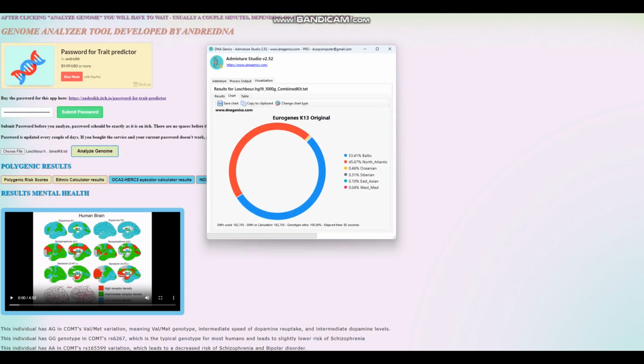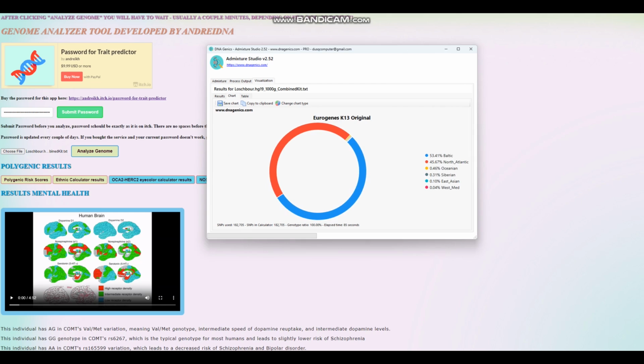So this is what he scores with Eurogenes K13. He's scoring mostly Baltic and North Atlantic, actually almost entirely Baltic and North Atlantic. A little bit Oceanian and Siberian, but it looks like it's typical for hunter-gatherers from Europe to have a little bit of an affinity to East Asians and stuff like that. So that's why he's scoring Oceanian and Siberian and East Asian. But mostly Baltic and North Atlantic.